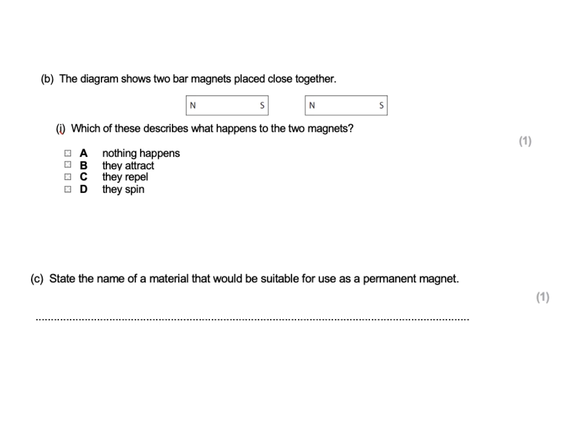So on to our next question, where we have two bar magnets placed close together. There is a south and a north next to each other, and these are opposite poles, so therefore they will attract. And state the name of a material that would be suitable for use as a permanent magnet. The answer that is best there is steel.